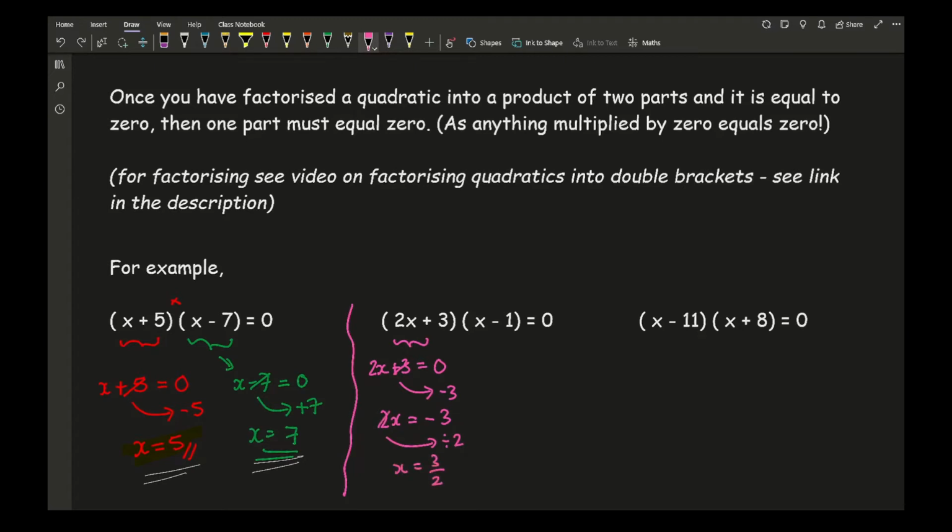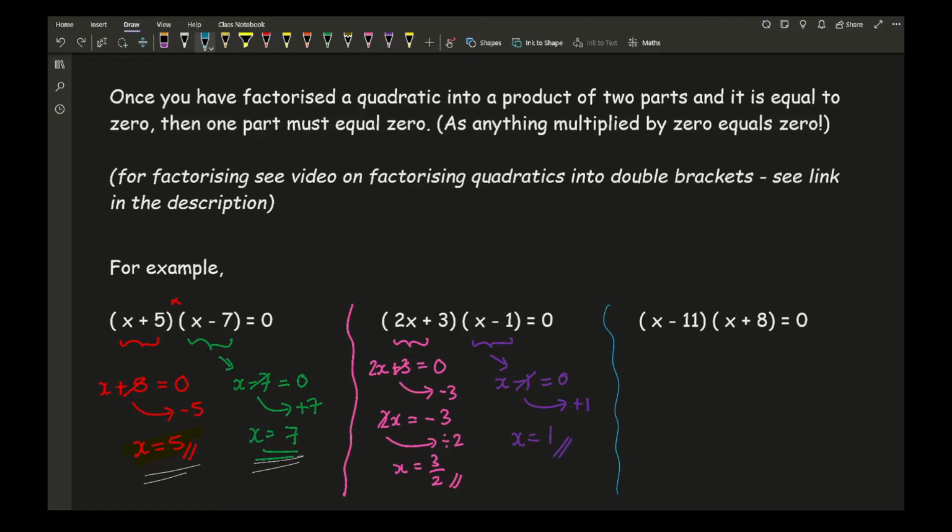Now if you have any sort of answers or solutions where it equals a decimal or doesn't quite divide nicely, then always leave it as a fraction. That's one bit of information, sort of tip, that I'll always say. Now moving on to the second bracket, so again I've got x minus 1 equals 0, so I take the 1 over to the side to make it positive, so I've got x equals 1, and there are my two answers. So in this particular question, x can equal minus 3 over 2 or 1.